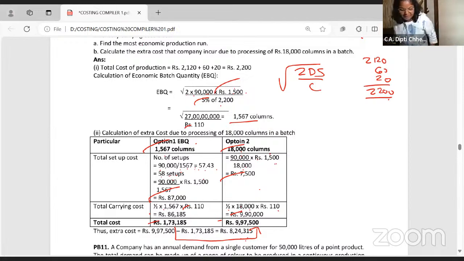Thank you for waiting. Please put some message. Is EBQ clear or not? Very easy, very scoring.